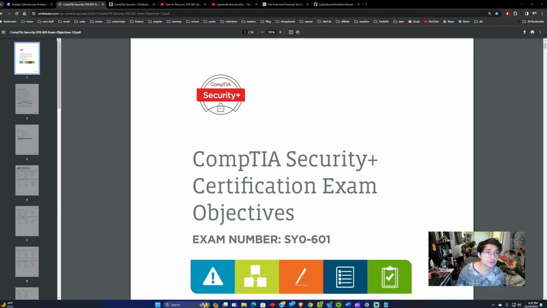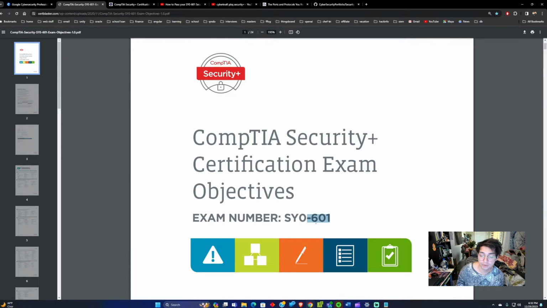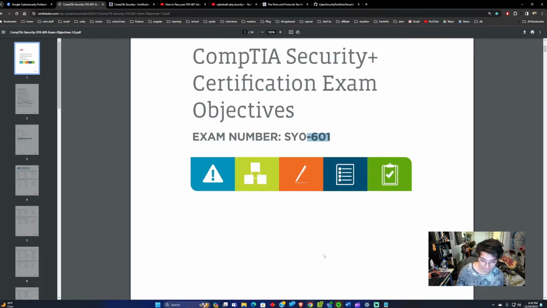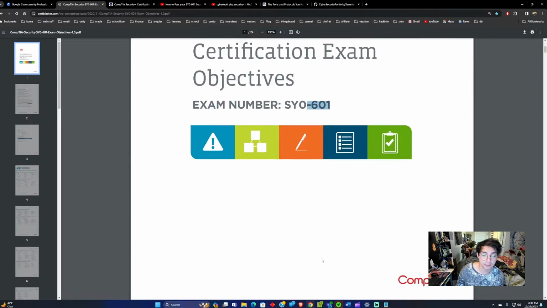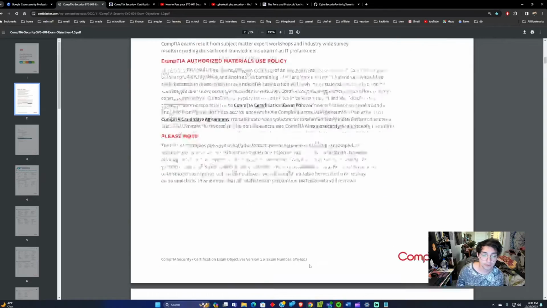So the first thing you want to do is look at the exam objectives. The exam I took was 601. I know 701 is coming out, is going to be official soon, and 601 is ending potentially in the middle of next year. But the first thing you want to do is definitely look at the exam objectives so you understand what they're looking for.